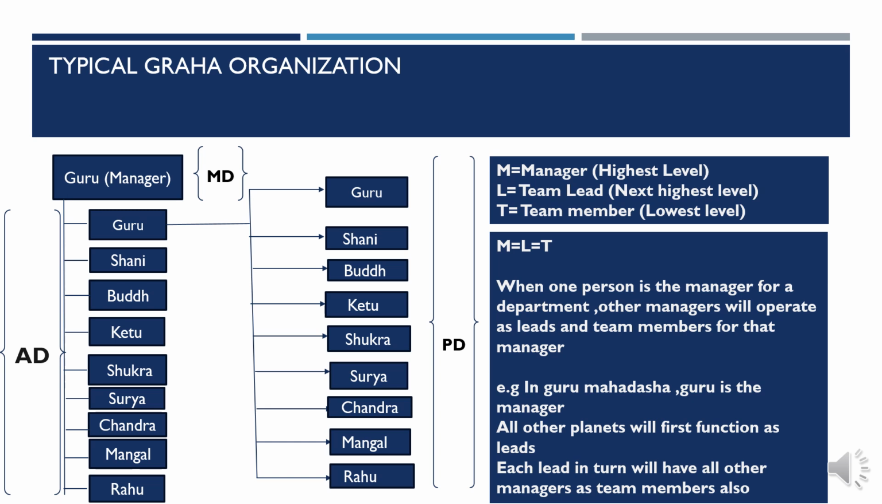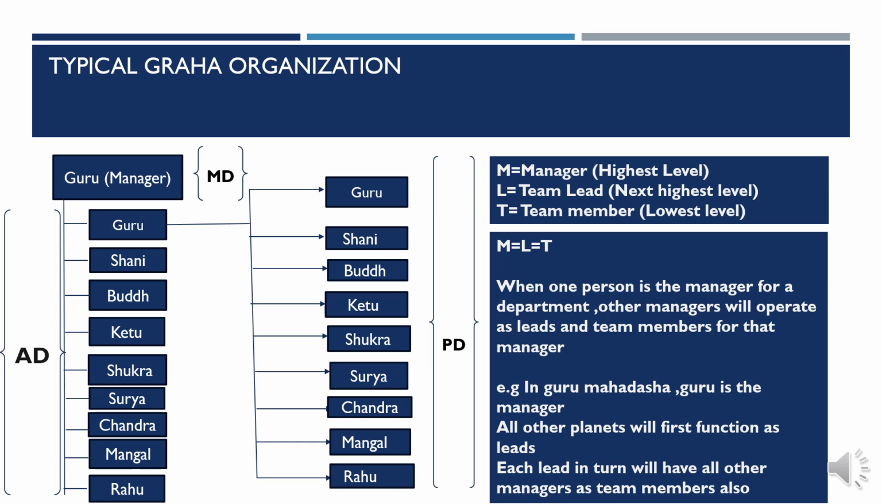Therefore, the first Antardasha within the Guru Mahadasha is the Guru Antardasha. Then within the Guru Mahadasha, you have the Shani Antardasha and so on. The last Antardasha within the Guru Mahadasha will be the Rahu Antardasha.